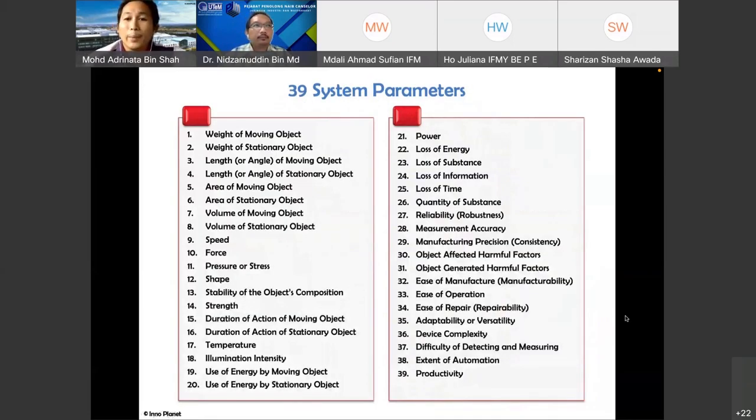These are our 39 parameters listed in our contradiction matrix. We have weight of moving object, stationary. So we look at the weight, length, area, volume, speed, force, and so forth, until we have energy, substance, information, time. It is something like a fast car. If we drive fast, what do we gain and what gets worse, what is the bad factor. So these are the 39 parameters from TRIZ.